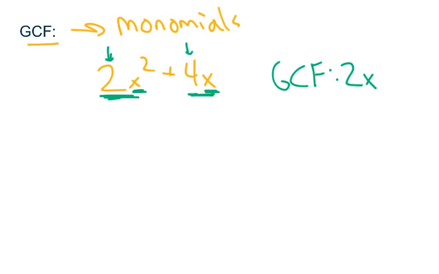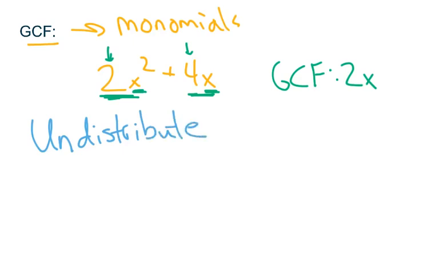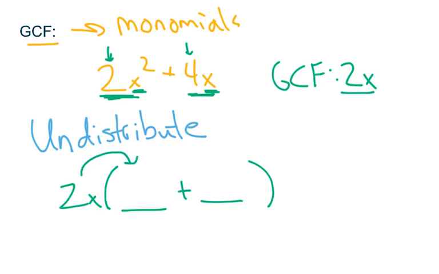So what we're going to be doing here is we're going to undistribute. So I'm going to take this 2x, put it here, and now I have to ask myself, what would I have to multiply my 2x by so that I would have 2x squared? That's going to be x. Do the same thing. What would I multiply my 2x by to get 4x? Well, that would just be 2. If I multiply those together, I get it.